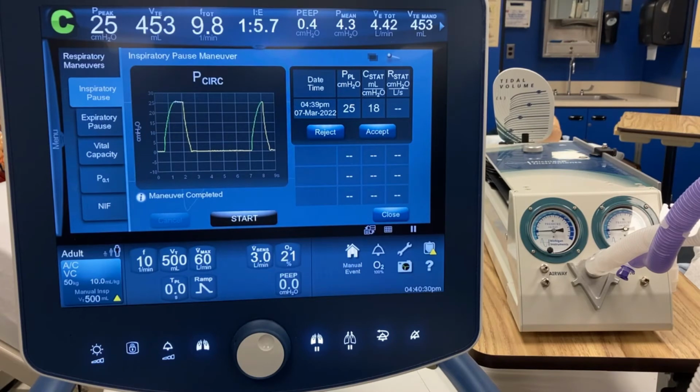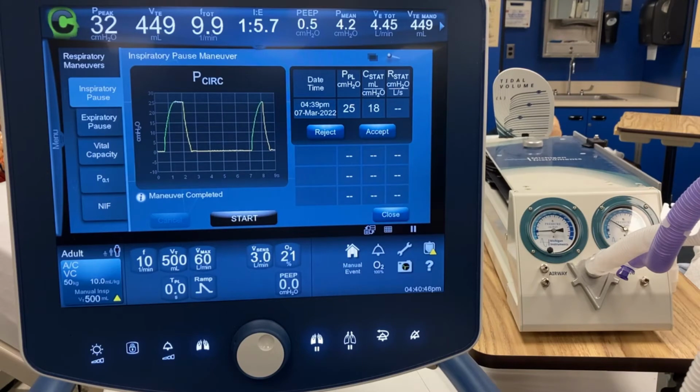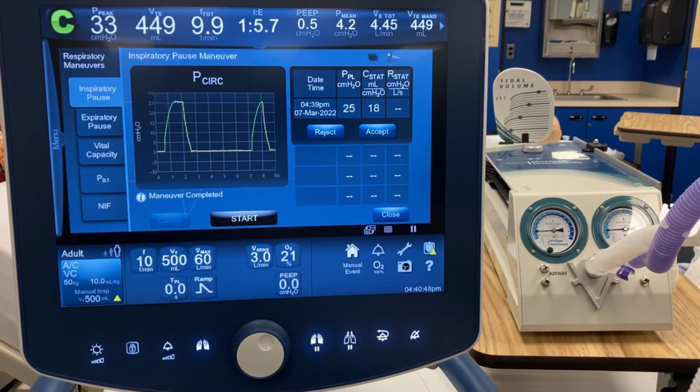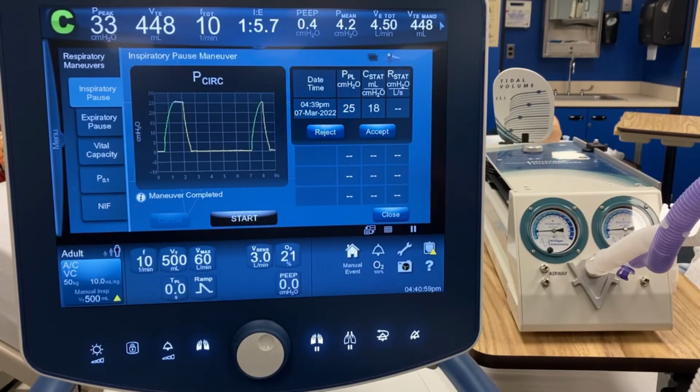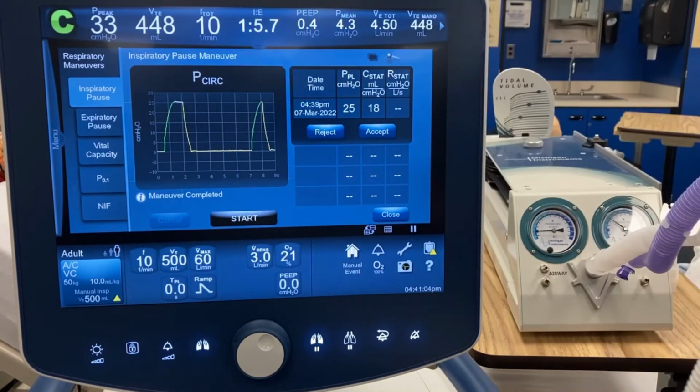Now, if I were to make this test lung stiffer, that is, I'm just going to make the spring a little tighter, you'll be able to see the peak is going to go up. Before it was like 26 or 25, and now it's up to 33. It's taking more pressure to deliver that volume. So our compliance will have decreased. It's accepting less gas per each unit of pressure, so it's stiffer, it's less compliant.